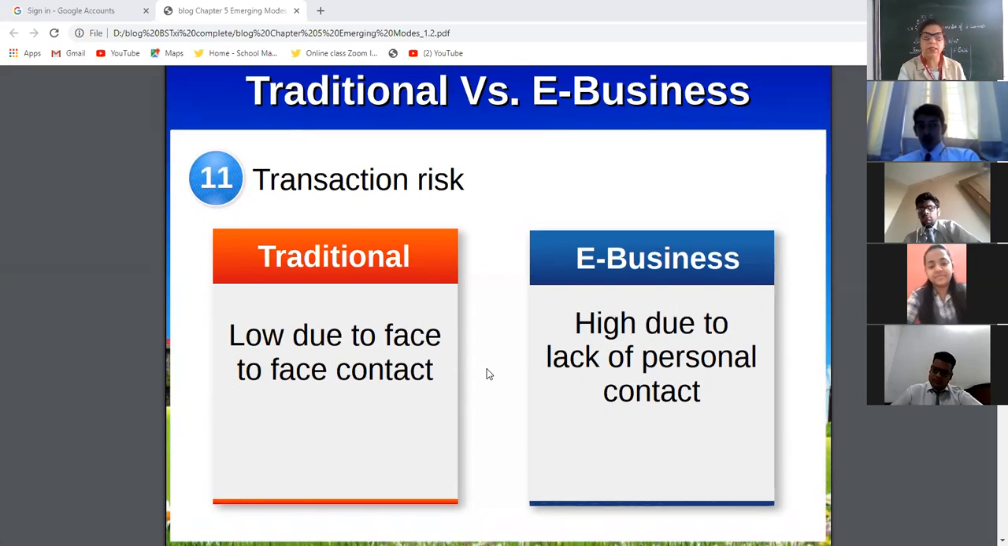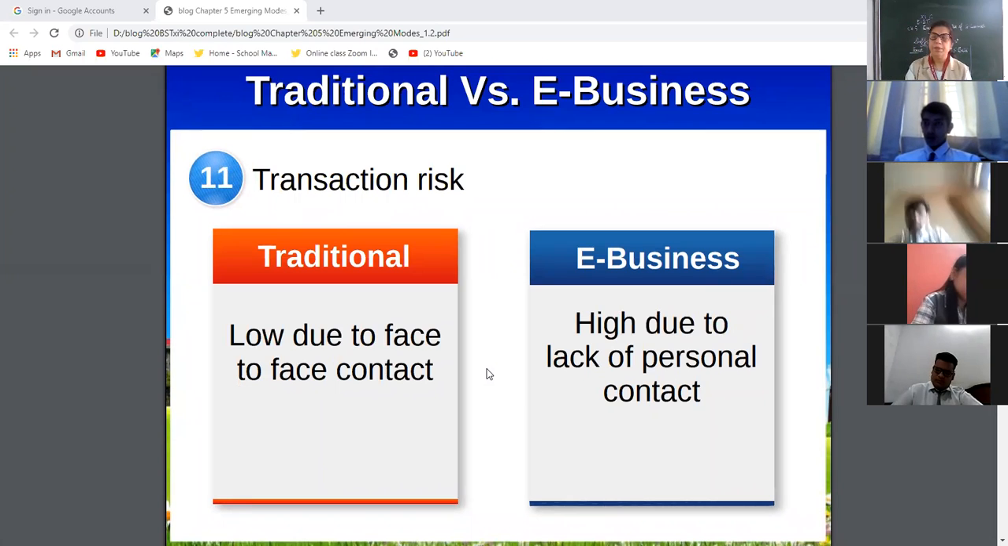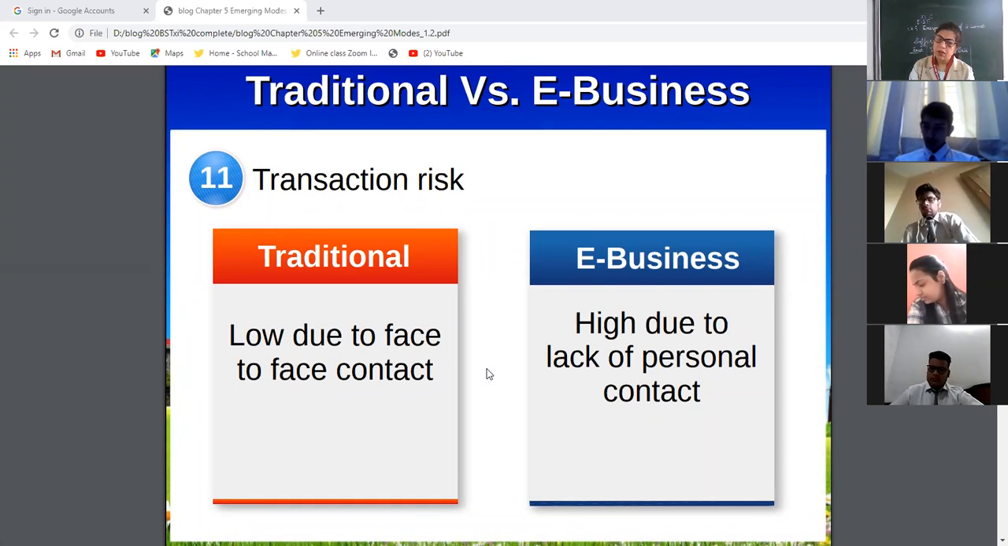Then next is risk. Transaction risk, delivery risk, payment risk, it is less in traditional business. That's why old age people always prefer traditional business. First they see, then buy. First they take, then they pay. This is the reason people of old age, or people of my age, also prefer traditional business.